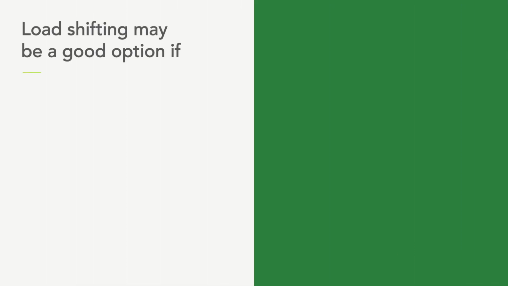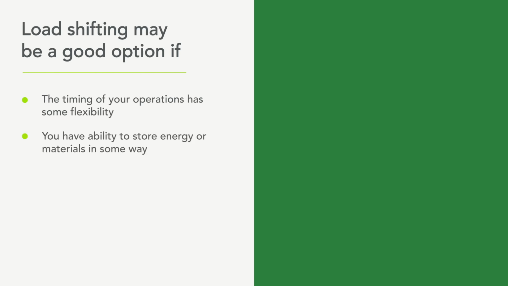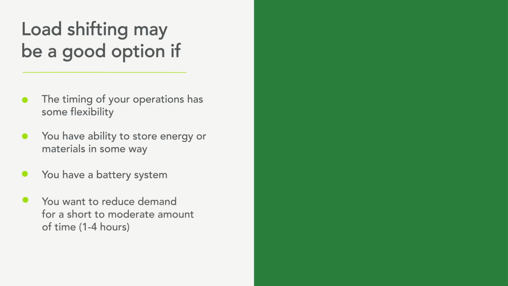Load shifting can be useful if you're able to shift the timing of your operations, or if you have the flexibility to store energy, including thermal storage or materials in some way, such as pre-cooling your conditioned spaces or stockpiling materials. Load shifting can also be accomplished with batteries if your operations aren't flexible. Load shifting is often used when demand needs to be reduced for a short to moderate period of time, such as less than 4 hours.